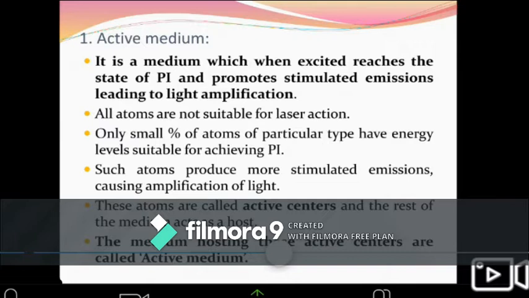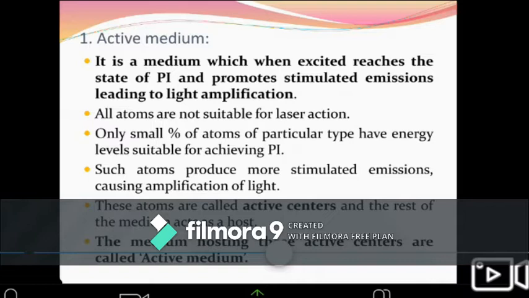It is a medium which, when excited, reaches a state called population inversion and provides stimulated emission. Finally, that leads to amplification. A medium where you can achieve stimulated emission. How is it achieved? The particles get excited to the metastable state, so it creates a population inversion. Once the population inversion is achieved, you can see the amplification of light.